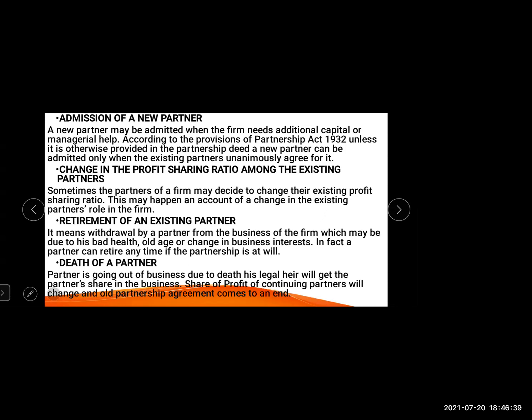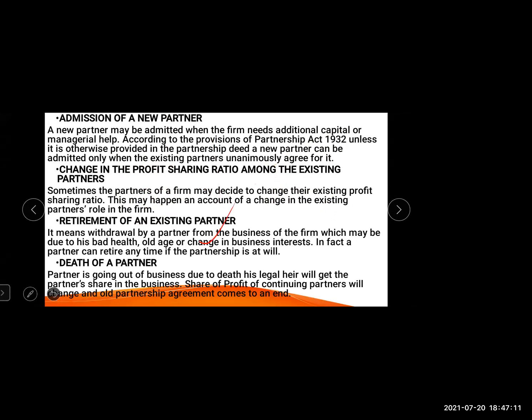Understood? Next one is a change in the profit sharing ratio among the existing partners. Okay. Jaise agar new partner admit hota hai, jo A B hai, samjho ye previous hai, to new partner C hai. तो इनका जो पहले था वो अब A B C का new agreement create होगा, ये old का cancel होगा. Why? Because C is entering and the new agreement will be made. Now the profit ratio will change, it's not equal.